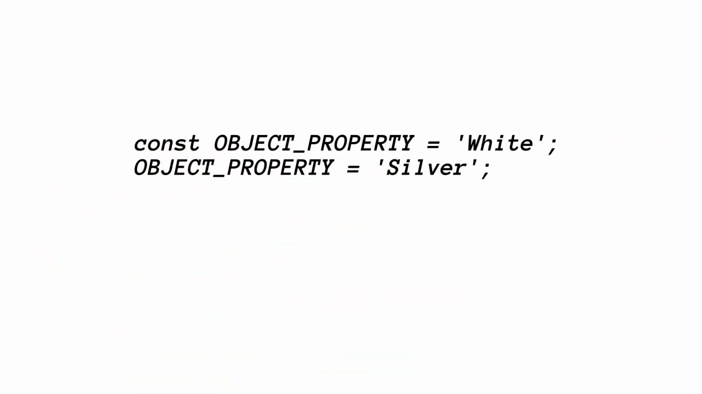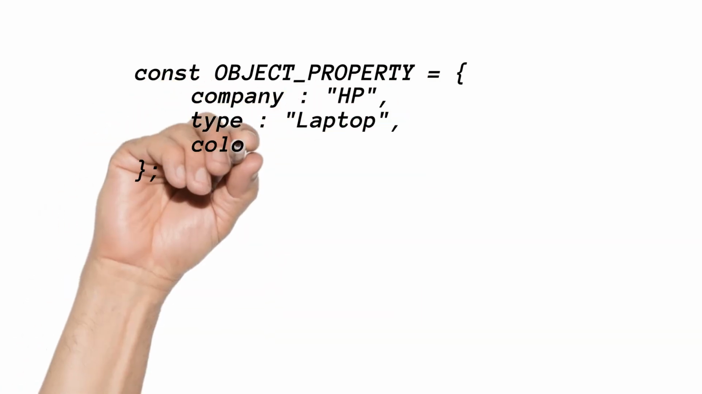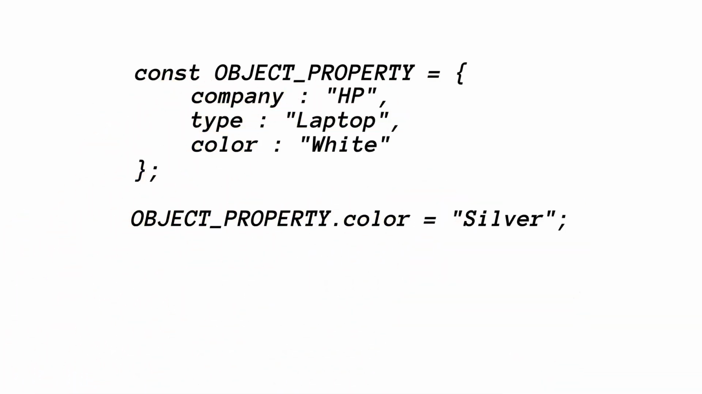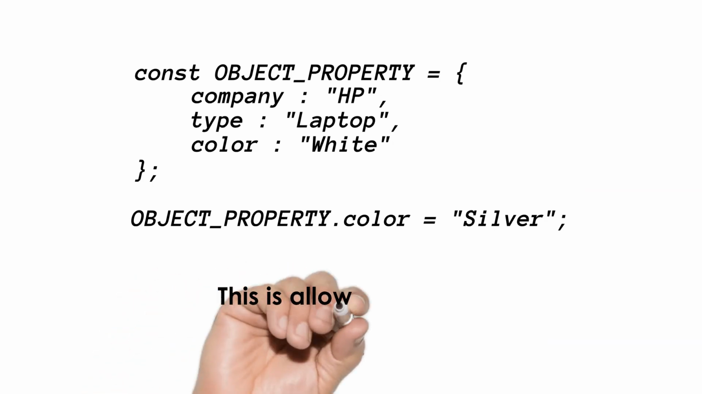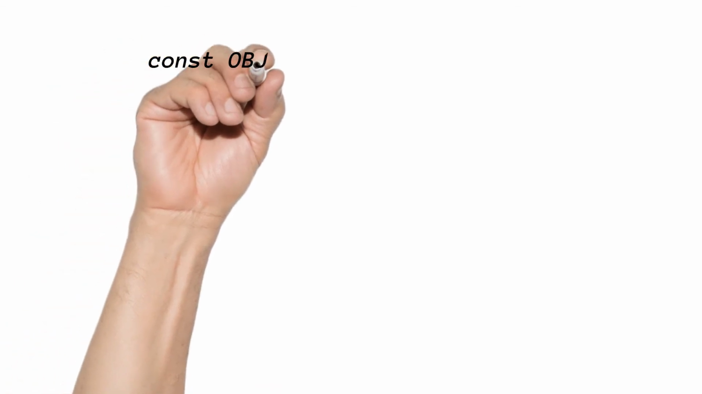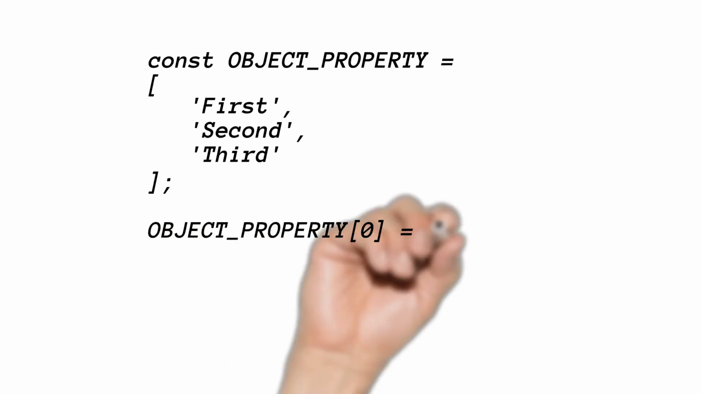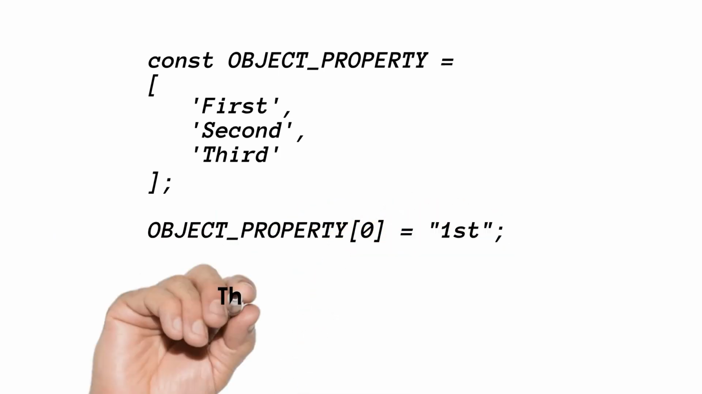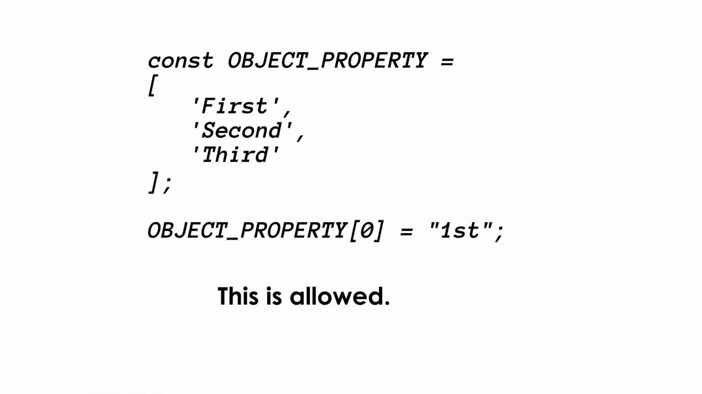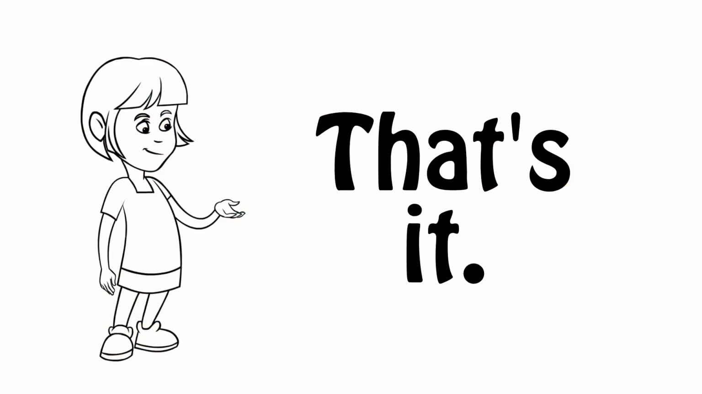Here we have created a constant variable whose value is primitive, and it will not allow the change. But if you create a constant object with some properties, it will allow you to change the property values. The same thing happens when you create a constant array. You can change a particular indexed value. This is all about variables.